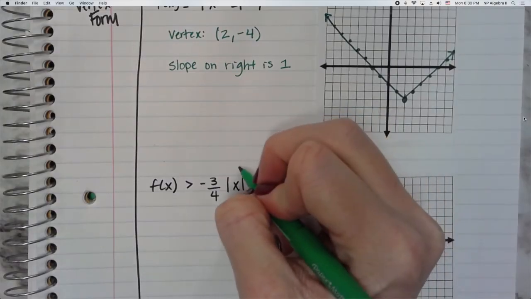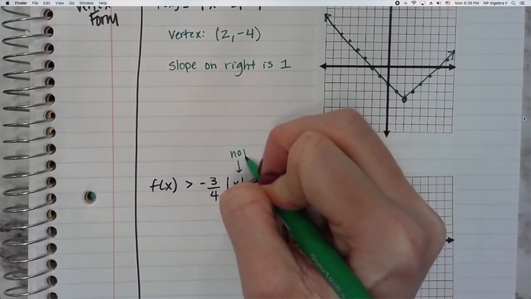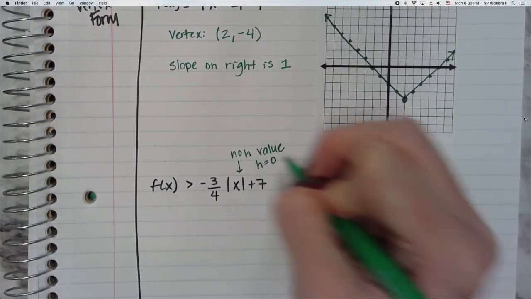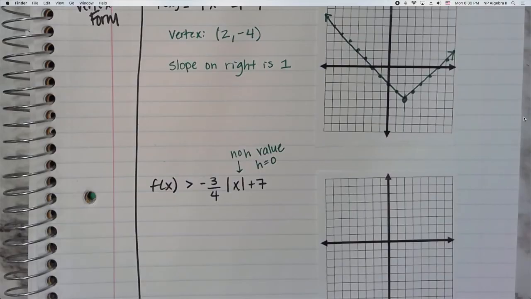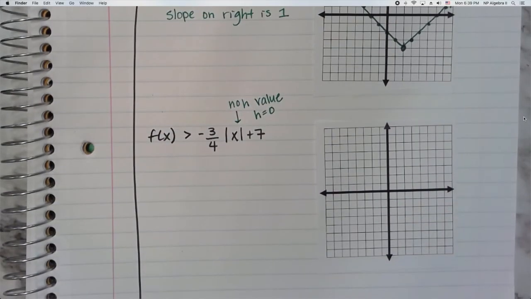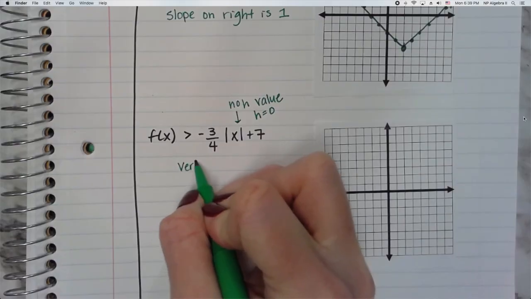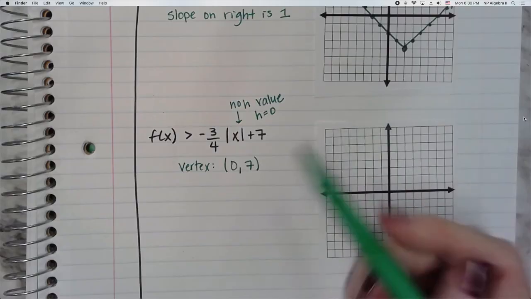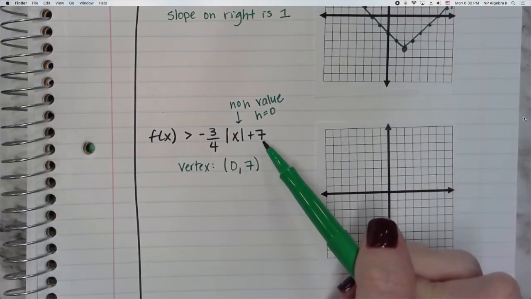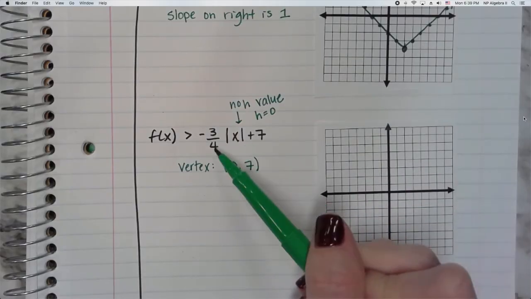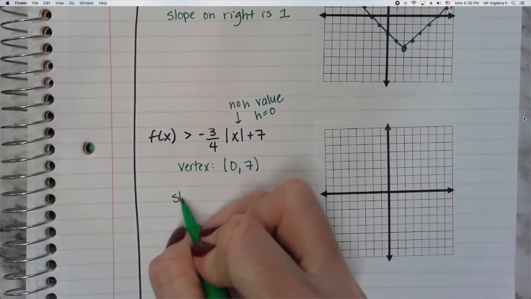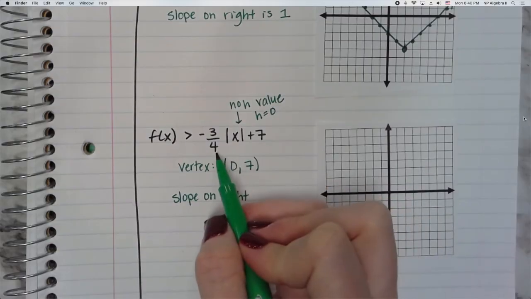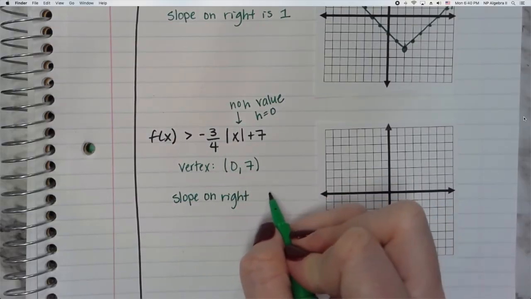All right, so right here, there's no h value. No h value, so h is going to equal 0. Anytime there's a missing h or k, we just put it 0. So our vertex then is going to be 0, 7. Again, this just means it was shifted up 7 from the parent function. Then we have our slope to the right, which is whatever number is in front of our absolute value, which is -3/4.